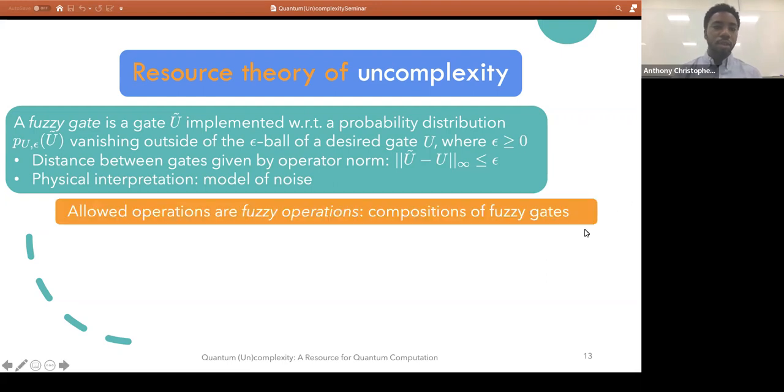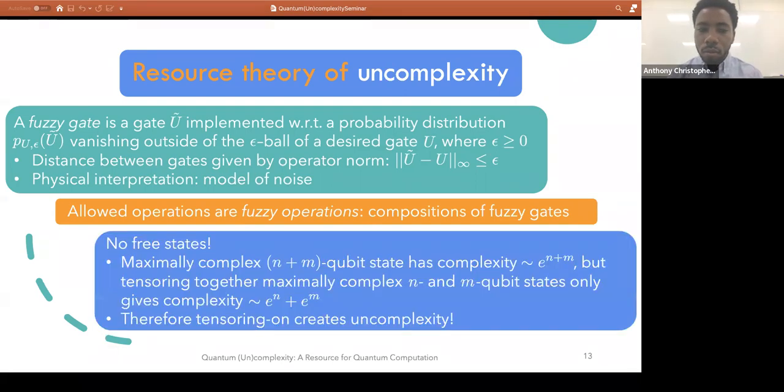So that gives us our primitive concept, which is a fuzzy gate. The allowed operations are fuzzy operations, which can simply now be defined as compositions of fuzzy gates. And going back to the discussion we had about the previous slide, there are no free states within this theory. So let me give you the quick argument as to why this is the case.